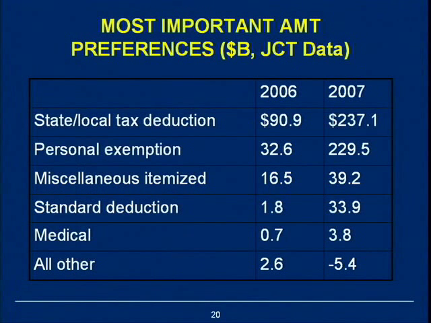And I'm not going to say a great deal about the details of which provisions kick people into the AMT, but this is just a sort of what are the biggest couple of things that do it. The state and local tax deduction is by far the most important force that pushes people into the AMT. Okay? About $90.9 billion of AMT preference items were being added into AMT liability in 2006. About 3 times that in 2007 as we ramp up to the lower exemption.